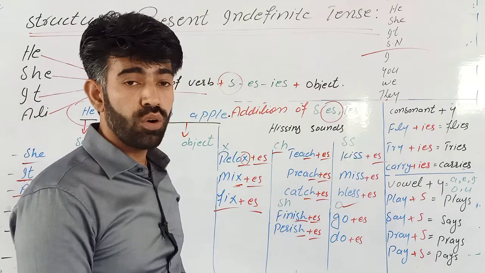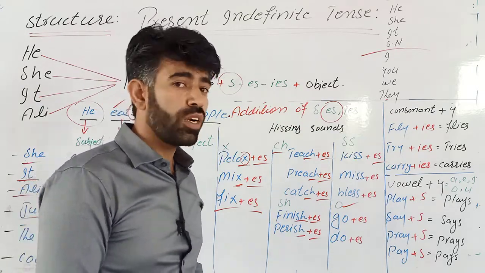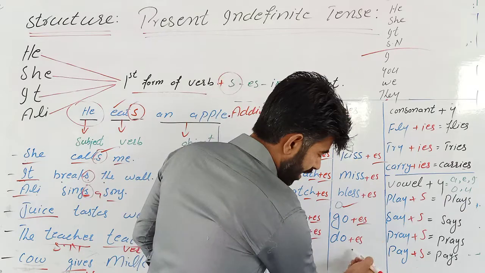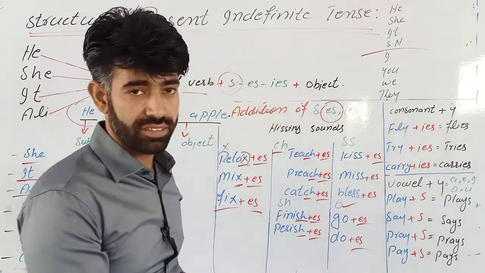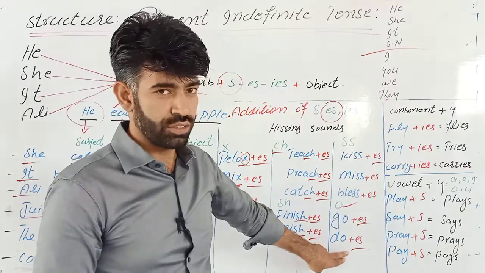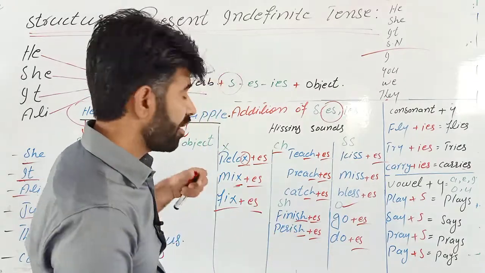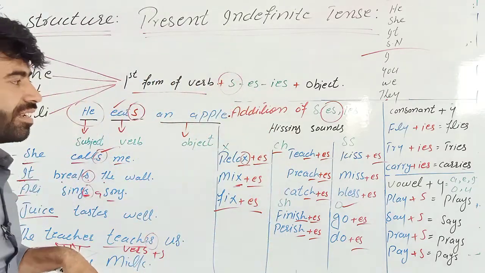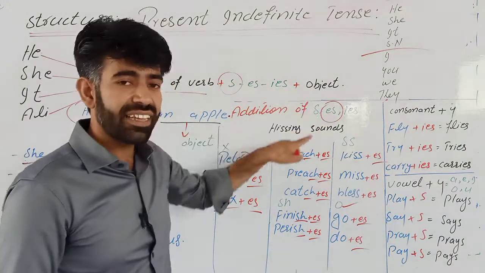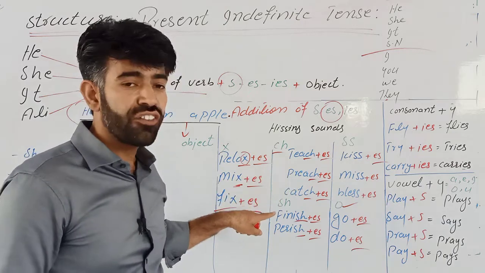If you will have O at the end of the verb, what do you have to do? You have to add es. So go, goes, do, does. We are going to use does here in the coming lecture. So I hope you understand this, when to use es at the end of the verb.